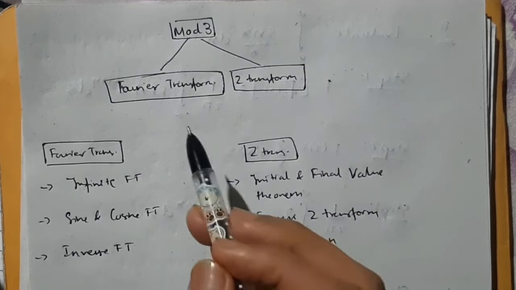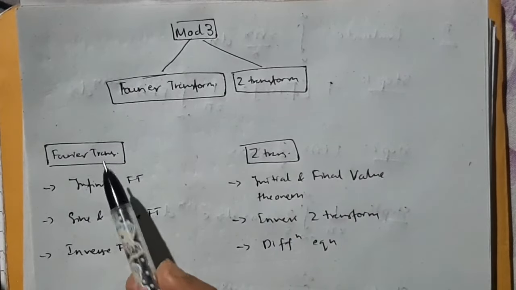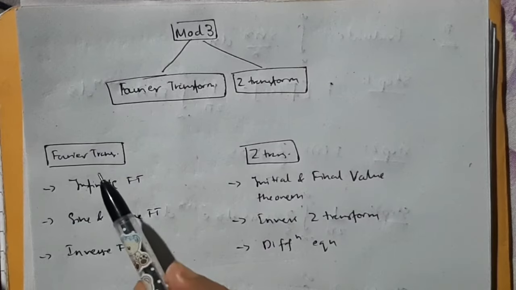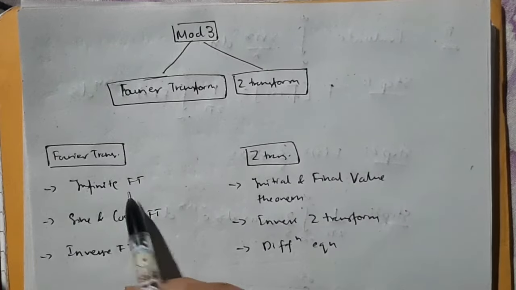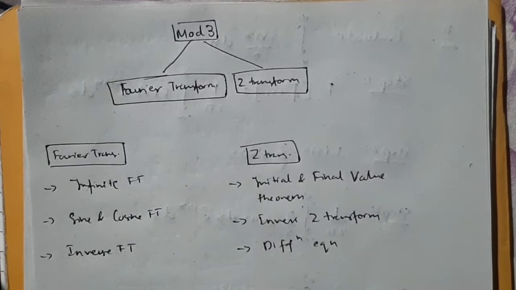Okay, so mainly, module 3 is divided into 2 parts: Fourier transform and Z transform. In Fourier transform you have 3 parts here. I'll be discussing the first one, infinite Fourier transform. It's all easy, if you give me just 1 to 2 minutes, you'll understand each topic.